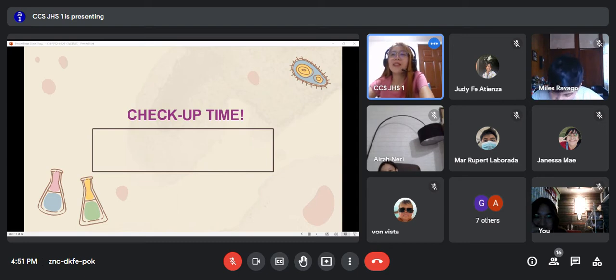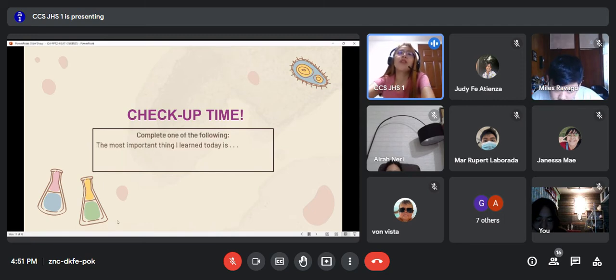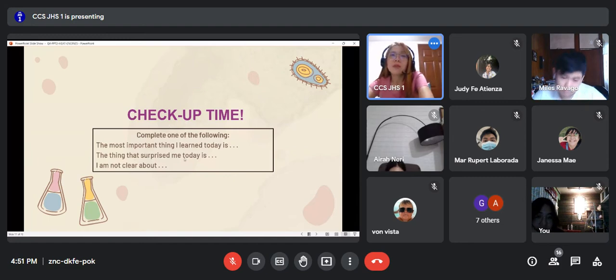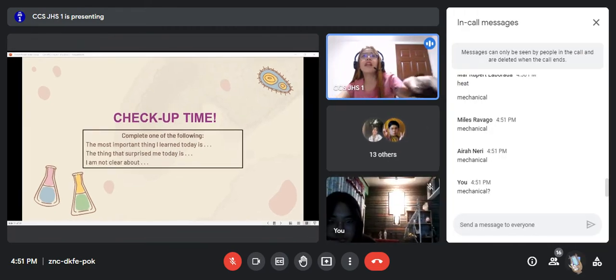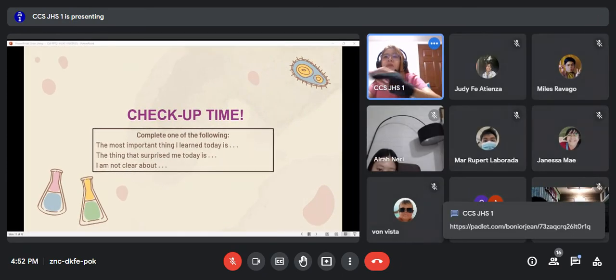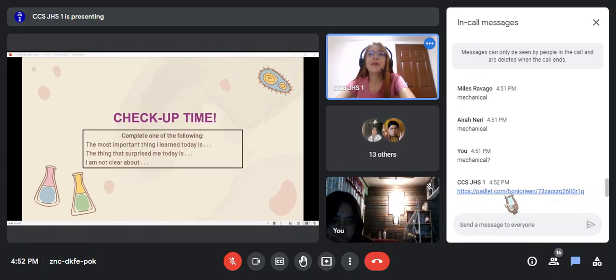Sige lang. Okay, time check, 4:51, 9 more minutes. So just answer this exit card. Complete the following: important thing you learned, what surprised you, and what is not clear about. So just answer it in our exit card Padlet. Don't mind the answers from other sections. Click the link. Don't forget to write your name. I mean type.